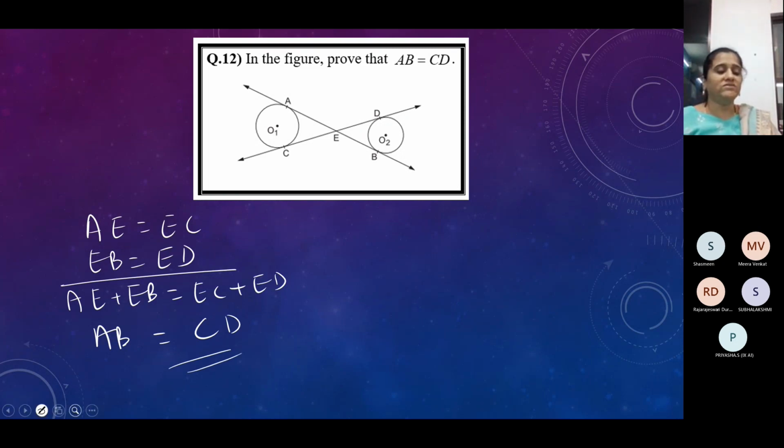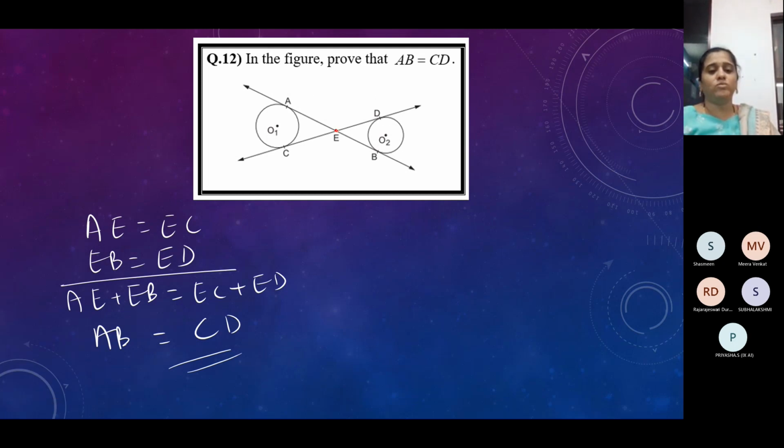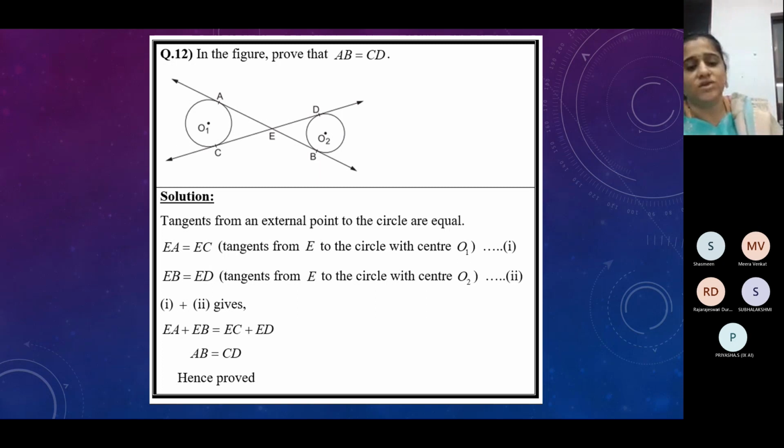Correct. Because E is the external point to both the circles. E is an external point to both the circles. So EA is equal to EC from one circle and ED is equal to EB from the other circle. Correct? So tangents from an external point to the circle are equal. Just write that and add both. You get the required result.